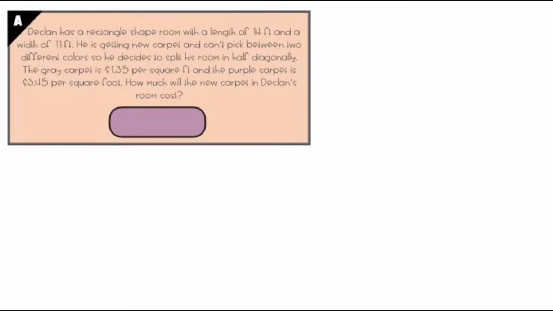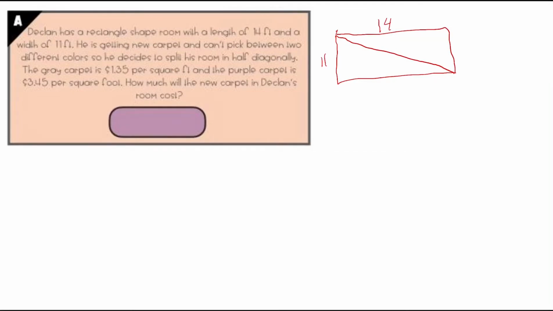So for this problem, this is a two-step problem, and the first thing that I need to do is figure out the area of his room. It says that he has a rectangle shaped room, so I always like to draw a picture first and label my picture. Now it's telling me that he wants to split his room diagonally in half. So I'm going to split my room diagonally in half. So now I have two triangles.